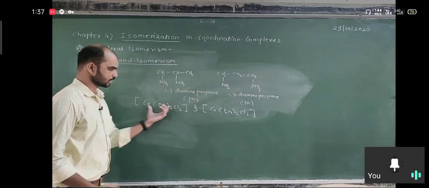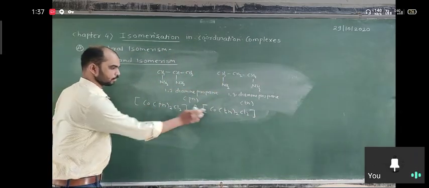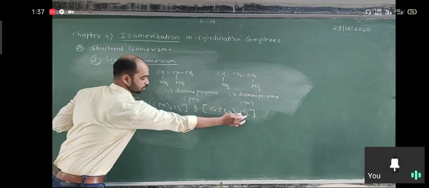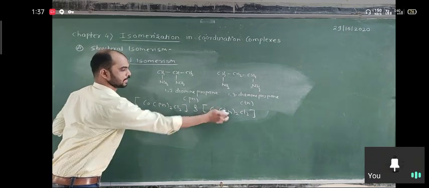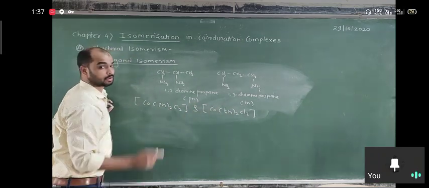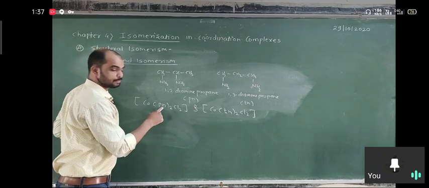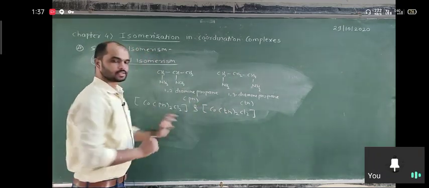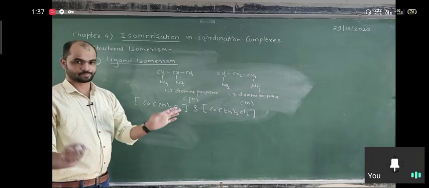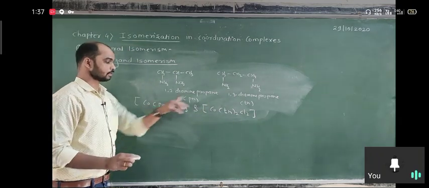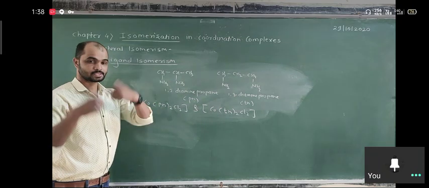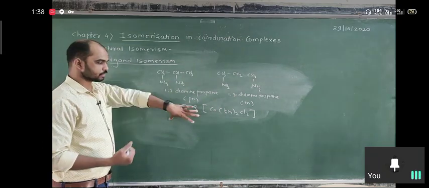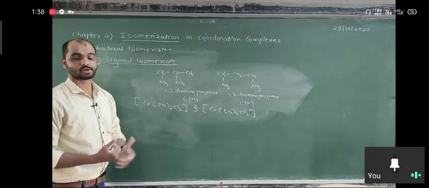Okay, so these are two examples, both having cobalt, both having Cl2, and PN and TN, both having the same molecular formula. But what is the difference? PN means 1,2-diamine, TN means 1,3-diamine. So here the molecular formula is the same, but the ligand present here itself has isomerism. That's why these two are also isomers of each other.